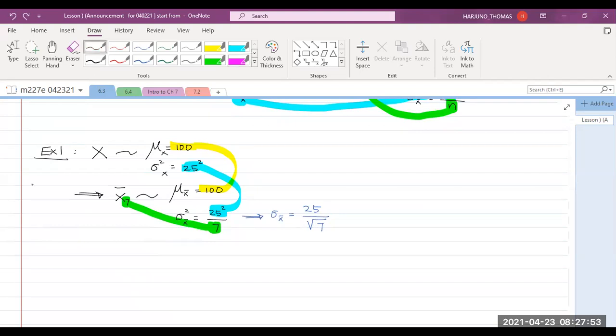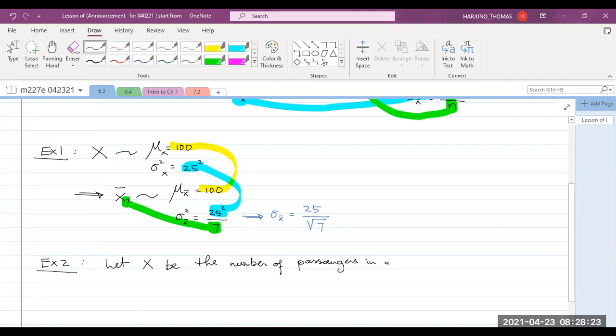Okay, now let's do some story. For example, let x be the number of passengers in a car going into a parking lot.